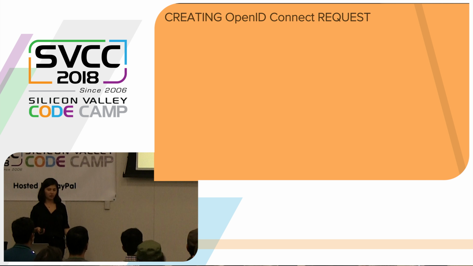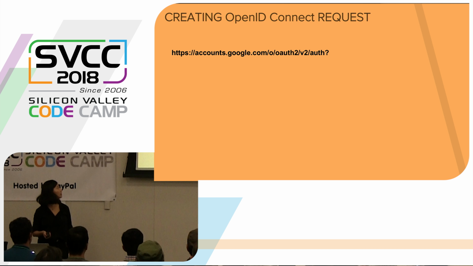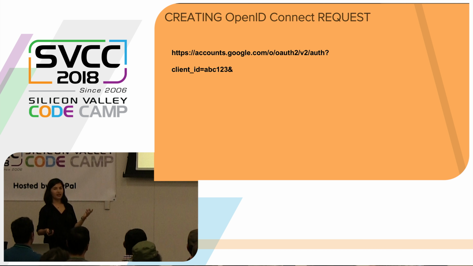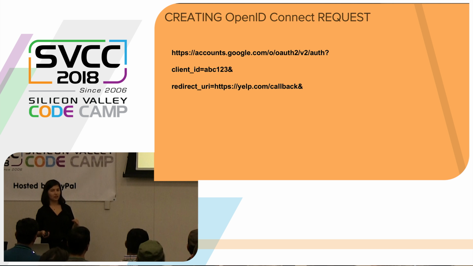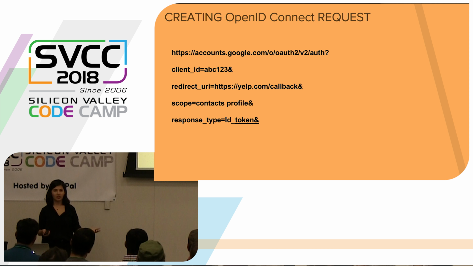It's the same thing as the previous ones. You will have a URL to Google Auth, then the client ID, and then the redirect URL: once everything is done, where do you want to redirect it? And then you have the scope, let's say contact and profile. You can create your own scopes as well, and then you can create claims that would attach to those scopes. You can have the response type as ID token in this case.